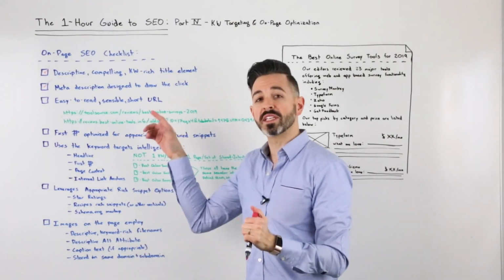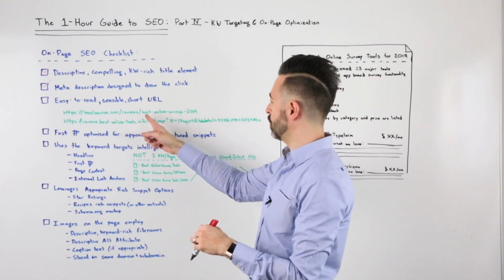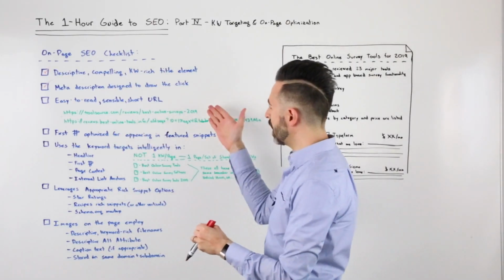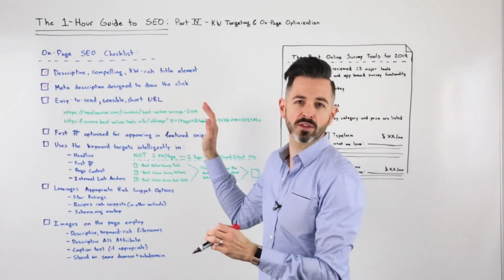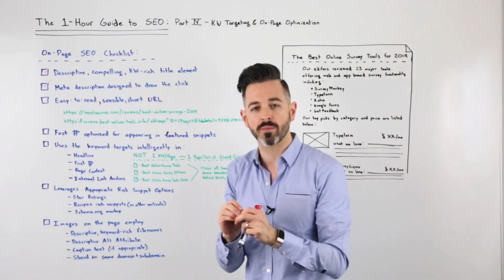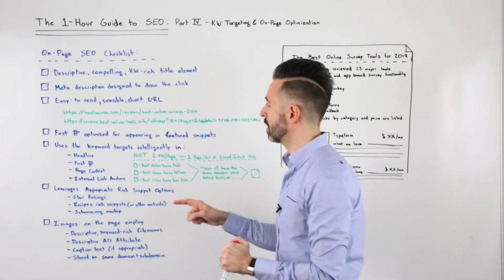An easy to read, sensible, short URL. For example, toolsource.com/reviews/bestonlinesurveys2019. Perfect, very legible, very readable. I see that in the results. I think, okay, I know what that page is going to be. I see that copied and pasted somewhere on the web. I think I know what's going to be at that URL. That looks relevant to me.